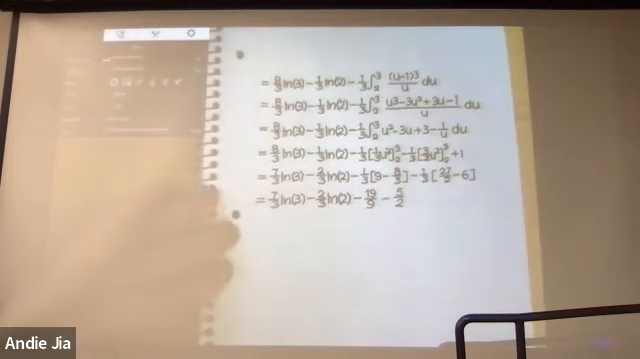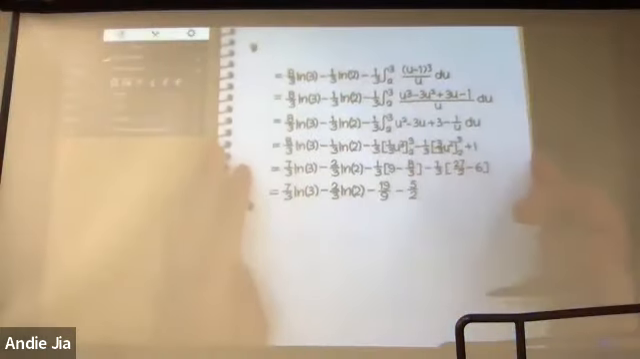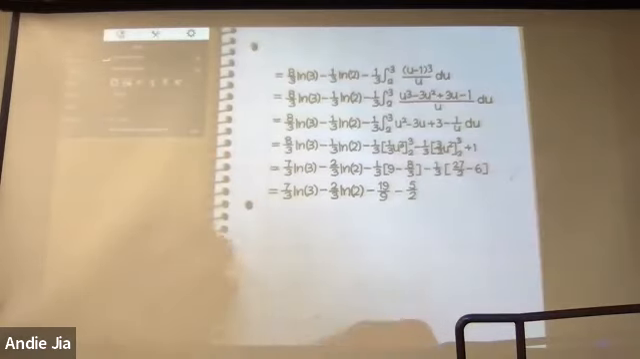Let's do another one. How many examples? Six, so number seven should be next.